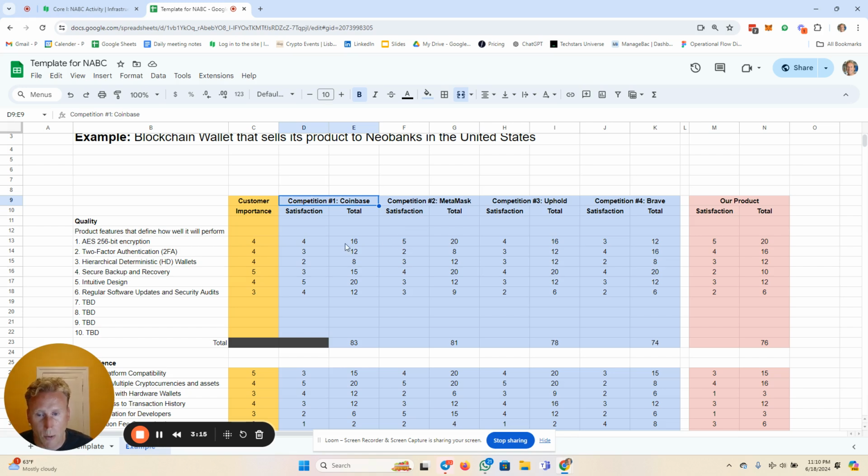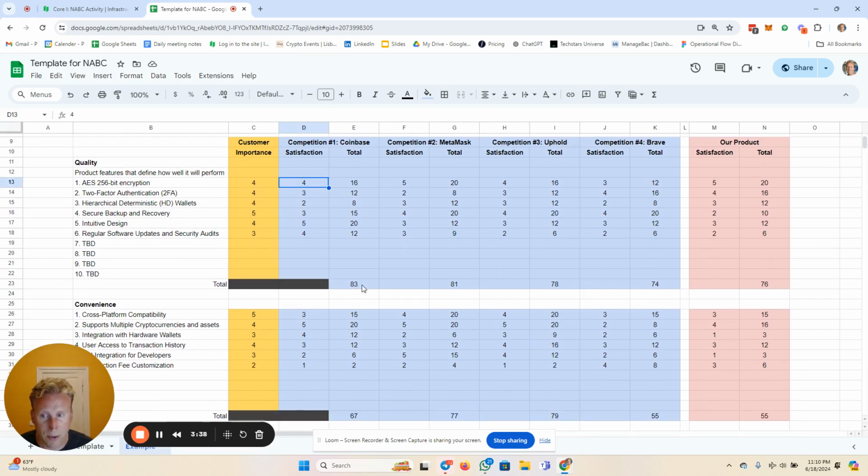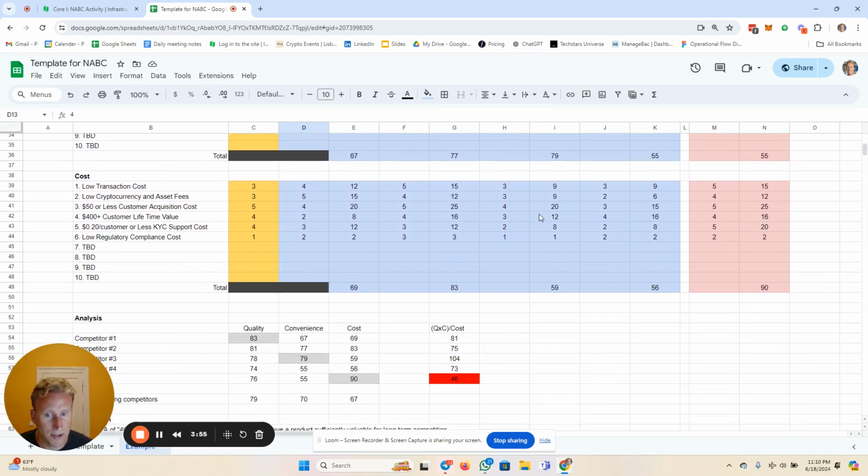As you see here, the 16 is multiplying the customer importance by how well it's fulfilled by, in this case, Coinbase. Likewise, you do this across all of the competitors and then also for your own. So in this case, you multiply 4 by 5 to get 20. Now you multiply these up and you get these scores here. So for this quality, we can now look here: 83, 81, 78, 74, 76. That shows you, for this particular attribute, how we stack up against our competitors. And then likewise, you look across all the different categories.